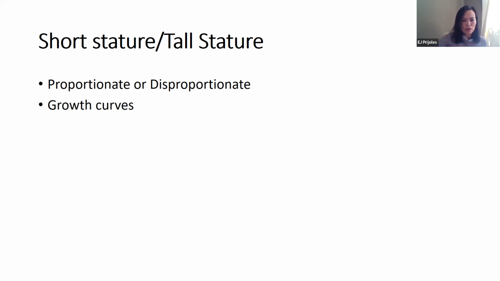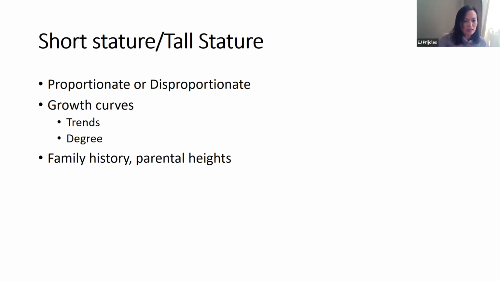Where are they on the growth curves? Are they significantly off the growth curves, or are they just above or just below? How are they trending? And again, the degree. And then what is the family history? Is there a specific condition related to different growth patterns? Or are there just general trends in family heights that may suggest short stature or tall stature? And are there other medical issues or developmental issues that might make you think of other syndromes?